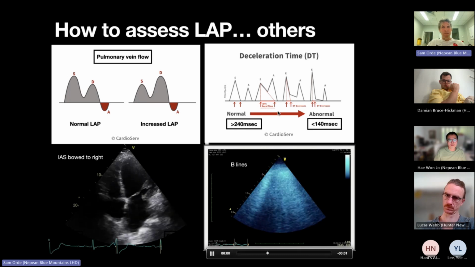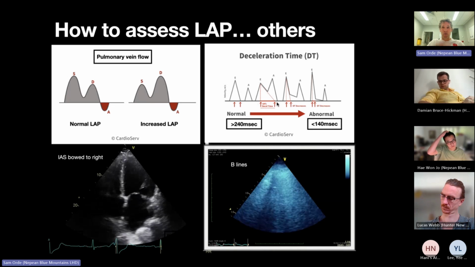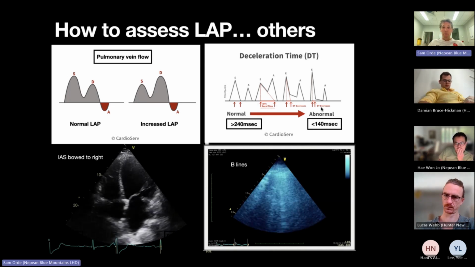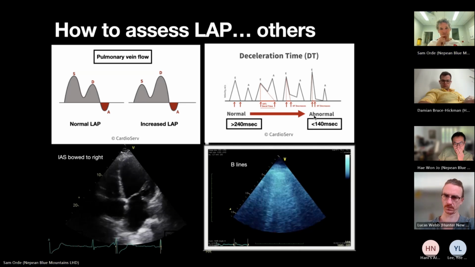D cell time can be useful. So you can see in normal when it's greater than 240 milliseconds, and you've got that long slope, as opposed to super abnormal when it's super sharp, less than 140 milliseconds.